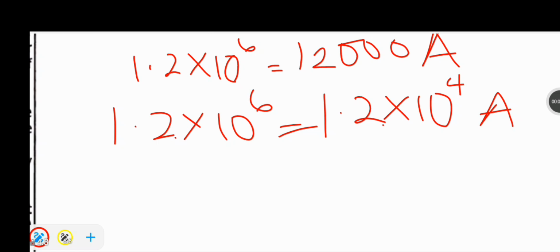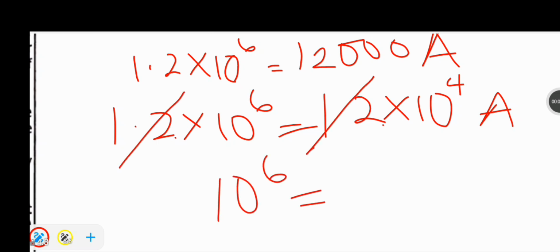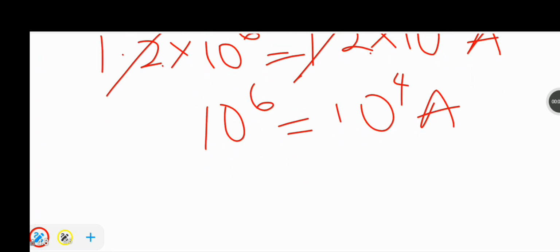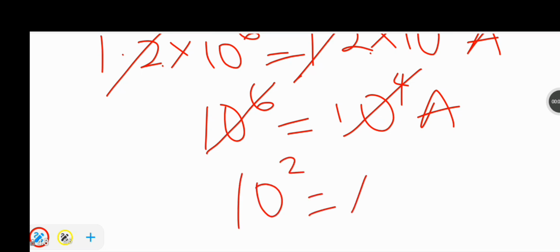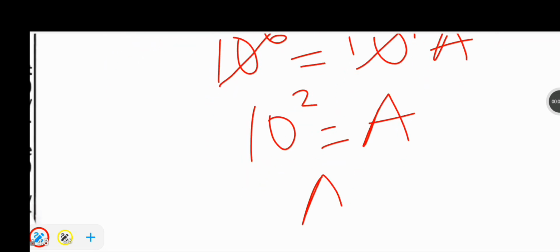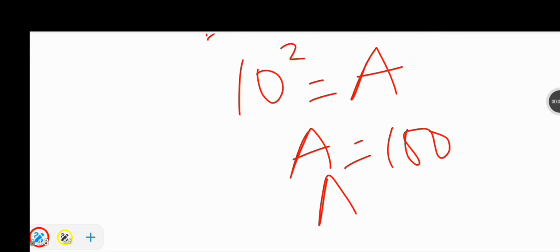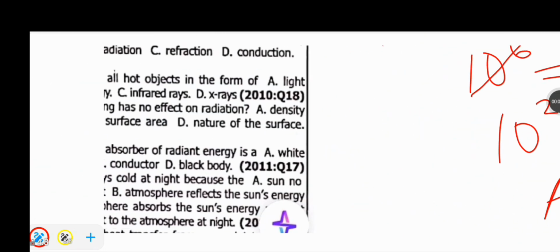So divide both sides. You can see that 1.2 is common. This one will cancel out. So you have 10 to the power 6 equals 10 to the power 4 times A. So first method, this 10 to the power 4, when it comes here, it will remain 10 to the power 2. So 10 to the power 2 is equal to A. That means A is 100. 10 to the power 2 is 100. So A is 10 to the power 2 meters squared, or 100 meters squared. Any one you want to use. So you can check that in the options.